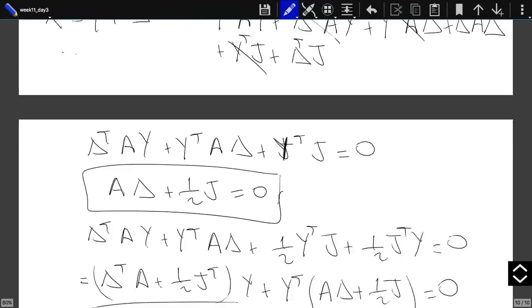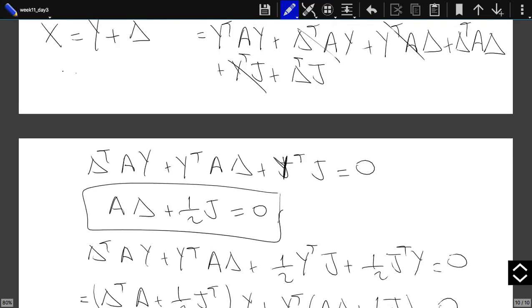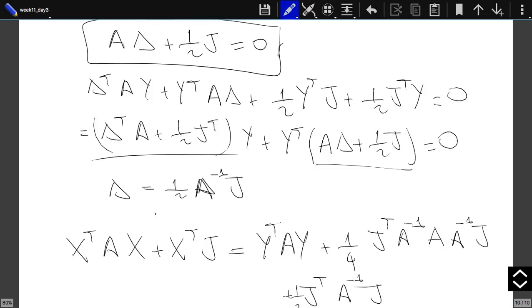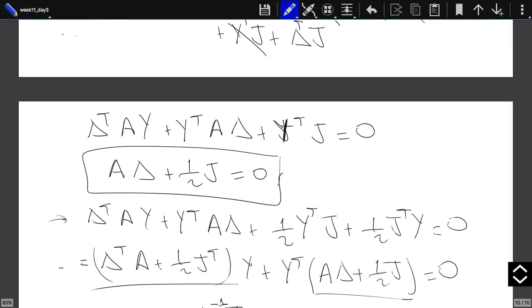Yes? John, how did you write Y transpose J as 1 over 2 Y transpose J plus 1 over 2 J transpose Y? Which one? The second one. This one? The one above. This one? Because Y transpose J is equal to J transpose Y. Both of them are equal to the sum of Ji Yi. Is it product symmetric? Well, both Y and J are column matrices.